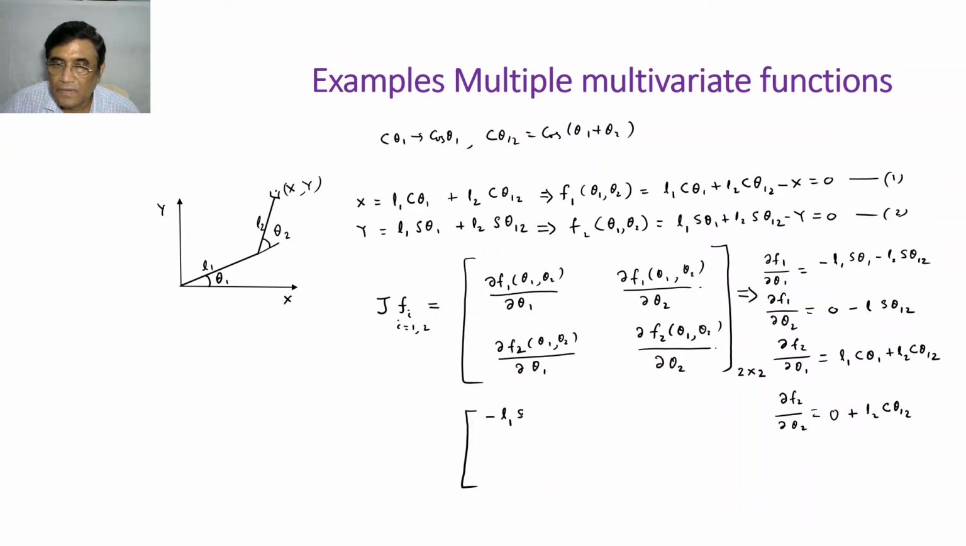So minus L1 sin theta 1 minus L2 sin(theta 1 plus theta 2) is the first element, and the second element will be minus L2 sin(theta 1 plus theta 2), right? This doesn't matter. You can even assume L1 equal to L2 equal to 1, no problem, because we are learning how to apply those algorithms. We are not solving the real problem, we are understanding the methods, right? So now you see here, L1 cos theta 1 plus L2 cos(theta 1 plus theta 2) is the second row first column element, and the second row second column is L2 cos(theta 1 plus theta 2). Okay, so this is our 2 cross 2 Jacobian matrix.